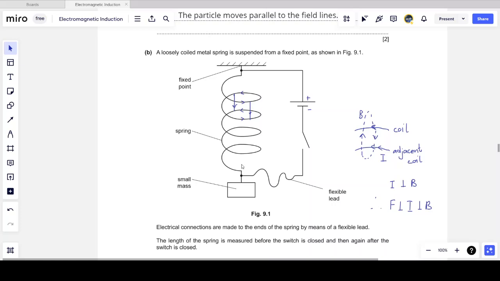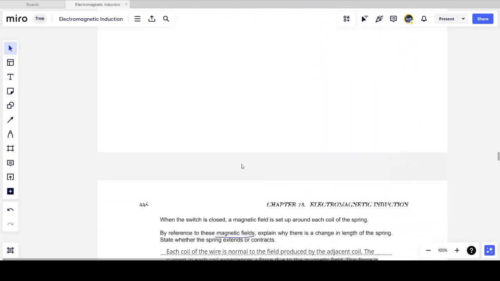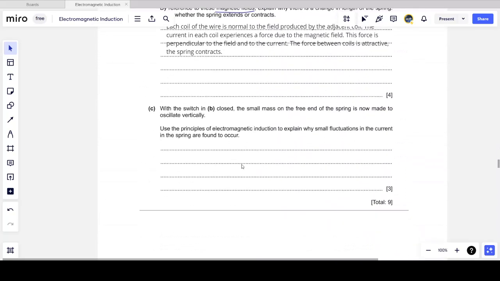So the current through each loop is not changing, and they are producing fields that remain constant, but they are moving away from or toward each other. So they're going to cut adjacent flux lines at different rates. If they do this, they're going to induce varying EMFs in the coils. And this is going to cause a very slight fluctuation in the current in those coils.